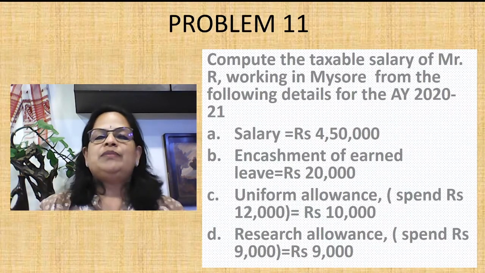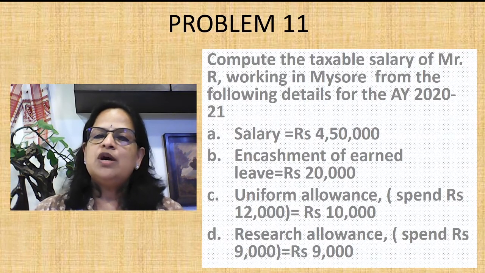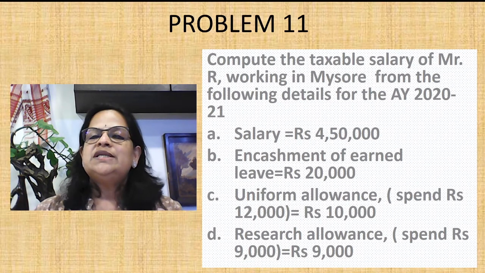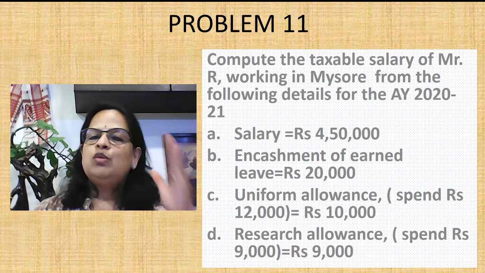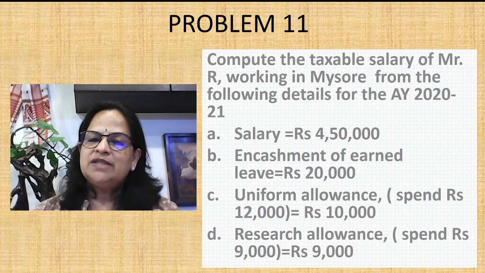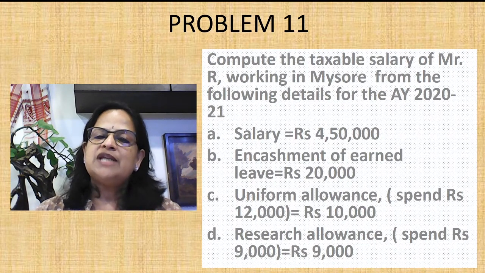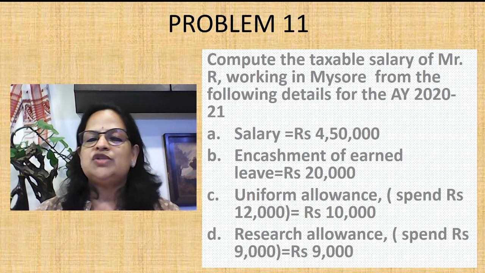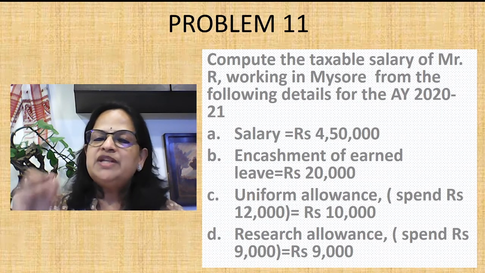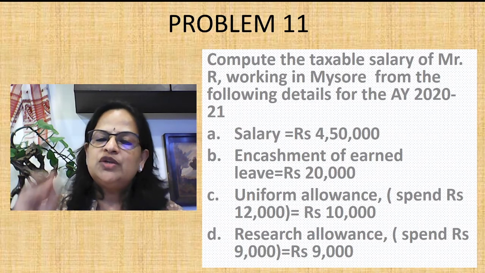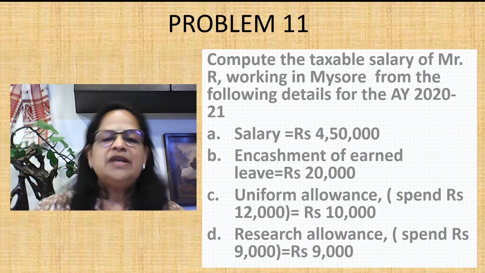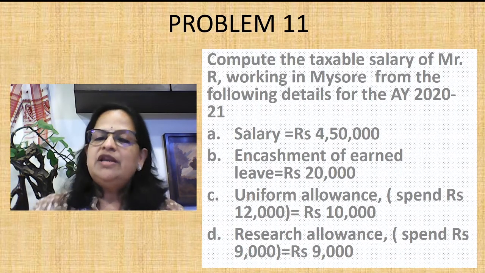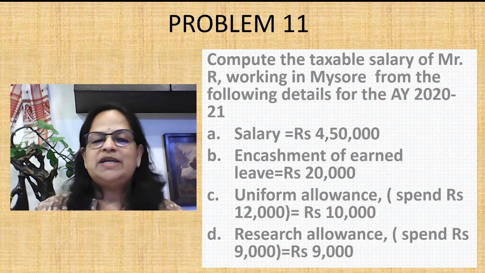Now next problem. Compute taxable salary of Mr. R working in Mysore from the following details for the assessment year 2021. Salary 4,50,000. Encashment of earned leave while in service: if a government sector employee or private sector employee is encashing leave, it is completely taxable, 20,000. Uniform allowance: he had spent 12,000, what he received is only 10,000. So it is not taxable. He had spent more than the amount he received. If any balance amount is there, it will be taxable.